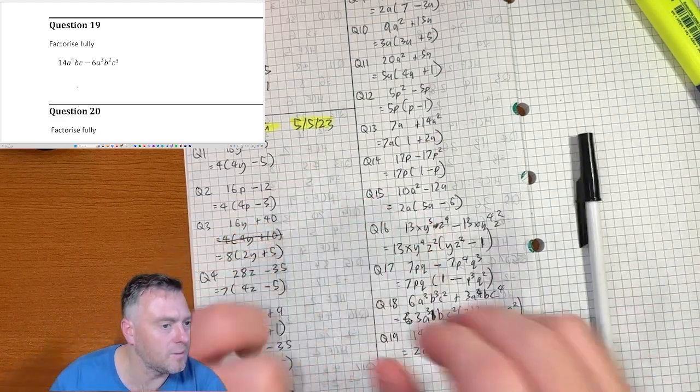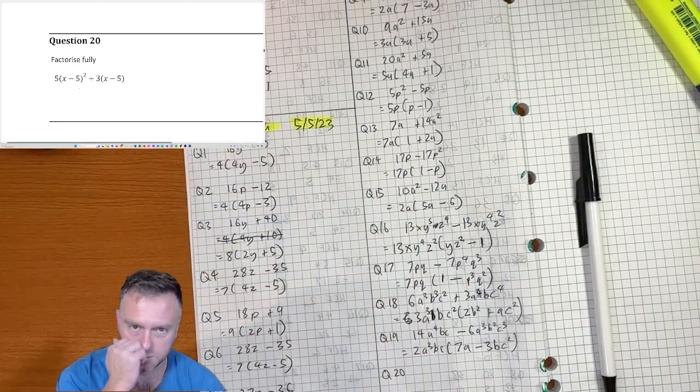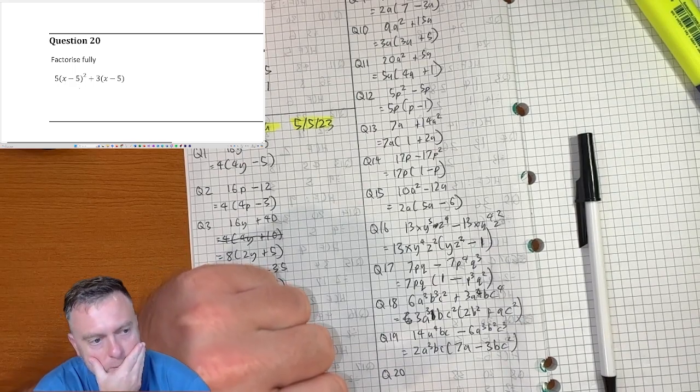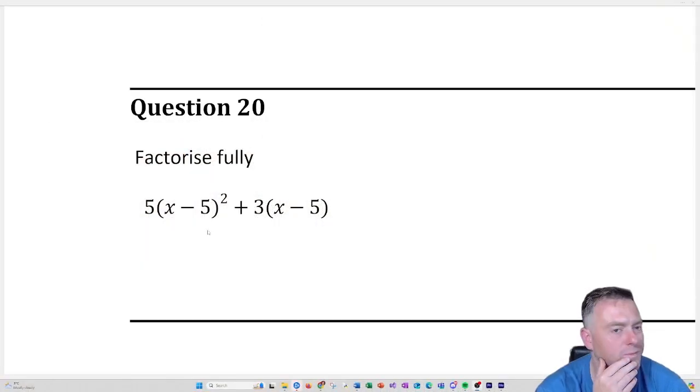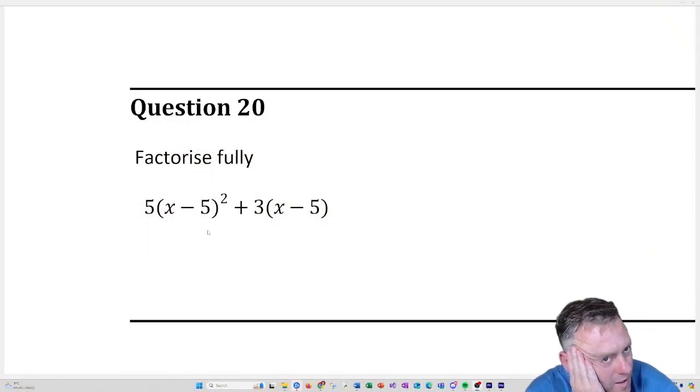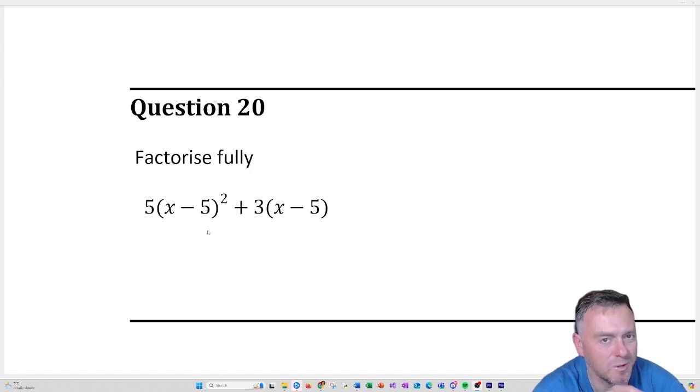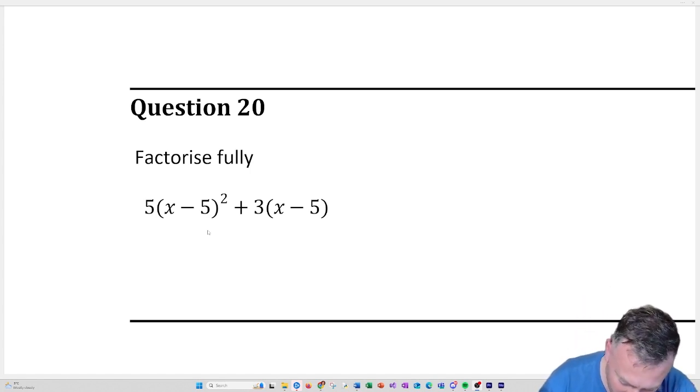And question 20. This one's a bit gnarly. So we've got 5 lots of x minus 5 all squared plus 3 lots of x minus 5. So x minus 5 is in common between both of those two terms. So this one's a little bit trickier. I'm going to take an x minus 5 out the front.